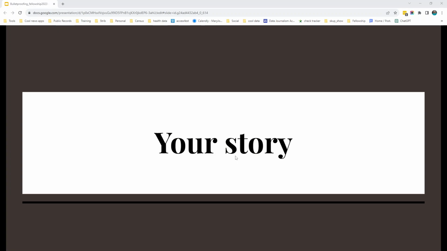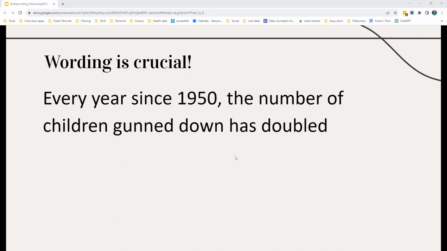Okay, so the final piece, what you actually put in your story, how you phrase it, how you display it in charts and maps. Wording is crucial. So even if we have all the right numbers, how we phrase a sentence could be problematic. This is a classic example that I stole from a great book called Damned Lies and Statistics. Highly recommend you read it. It's an old book, but very good.